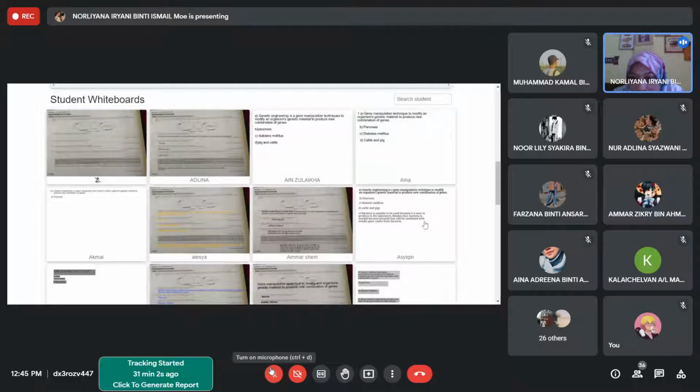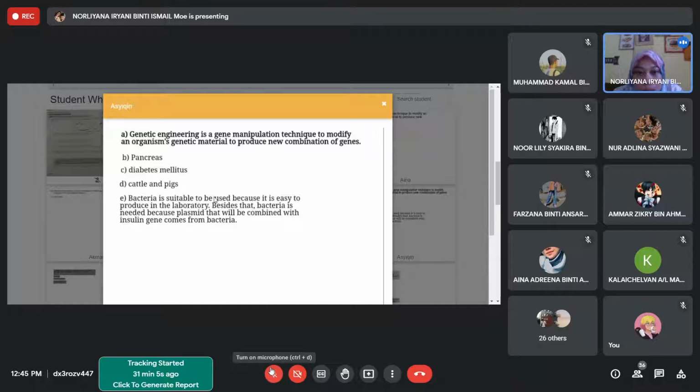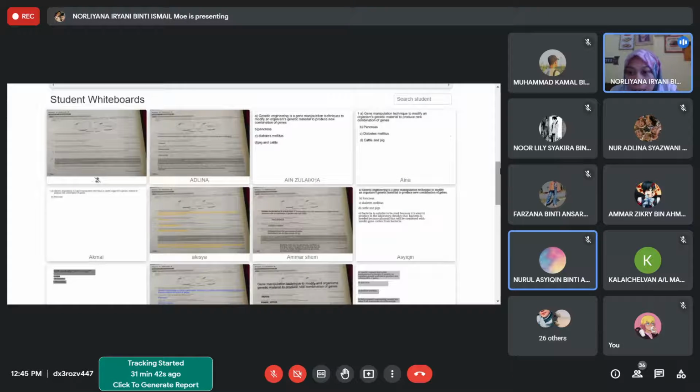Who else? Shikin: Bacteria is suitable to be used because it is easy to produce in the laboratory. Easy to produce. No, Shikin, we can talk about how it is reproduced. Besides that, bacteria is needed because plasmid will become bioengineered, that will be combined with insulin gene comes from the bacteria. Okay, the second point about plasmid is correct, but the point at the back is wrong. Can you change it? Okay, try changing it more. I will come back to you later.